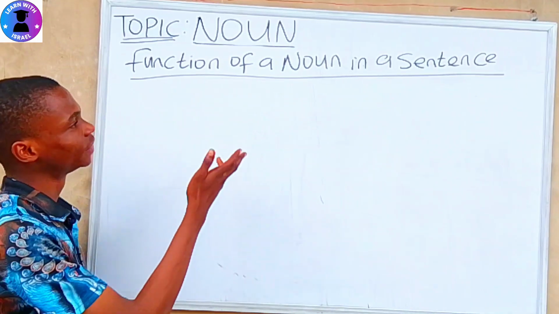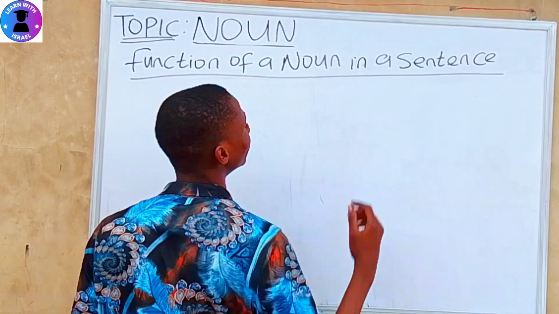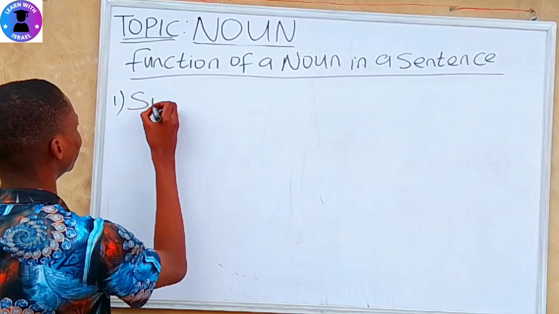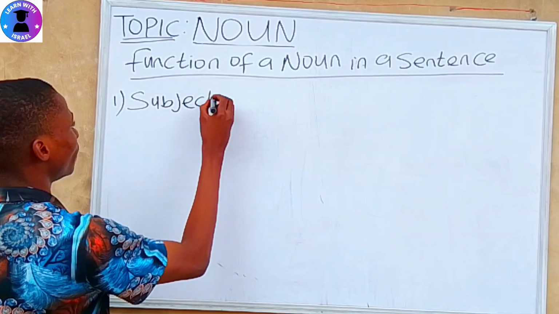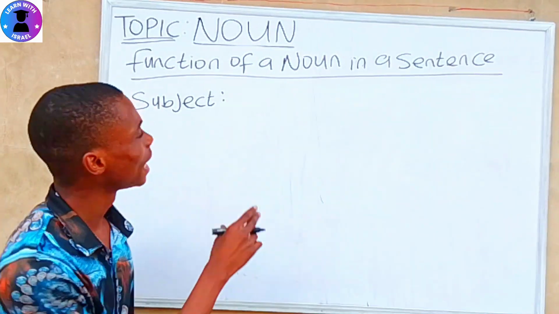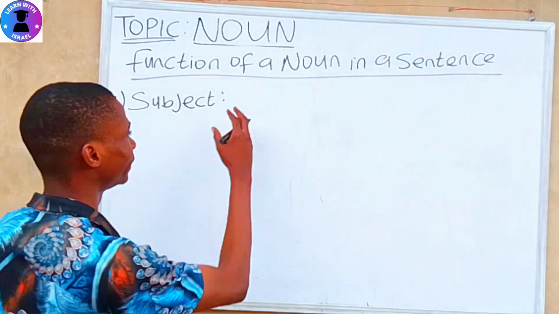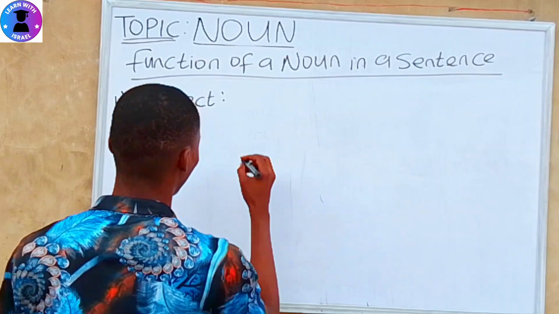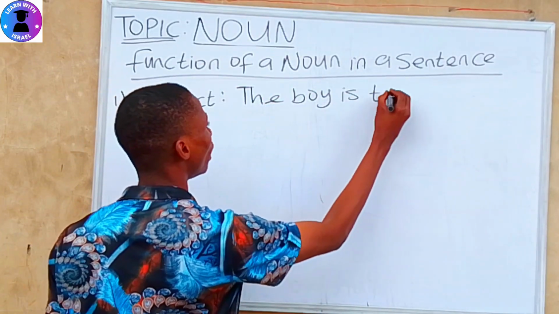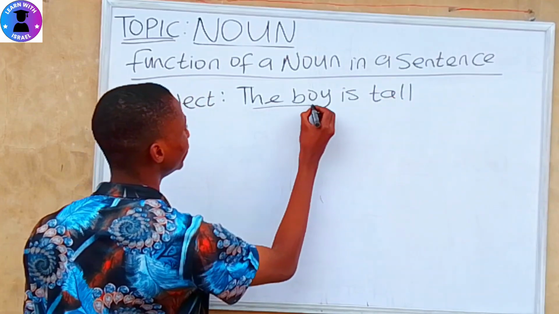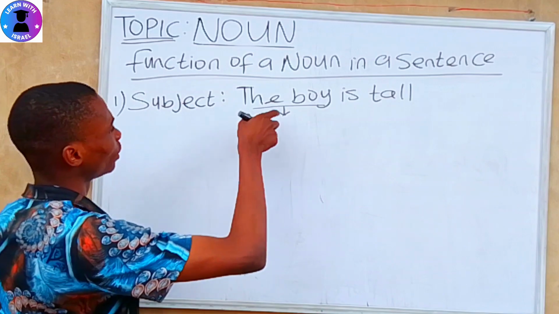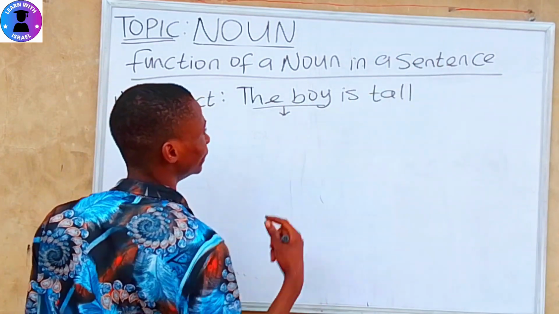So guys, let's deal with function of a noun in a sentence. Let's start from number 1, which is the subject. Noun can function in a sentence as a subject. Let me give you an example for that. You have: the boy is tall. So the boy is the subject, and it is functioning as a subject in a sentence.